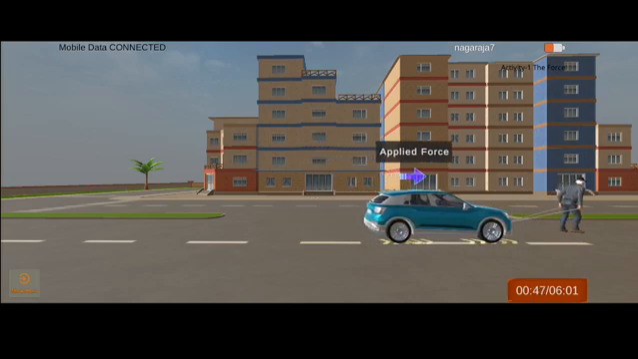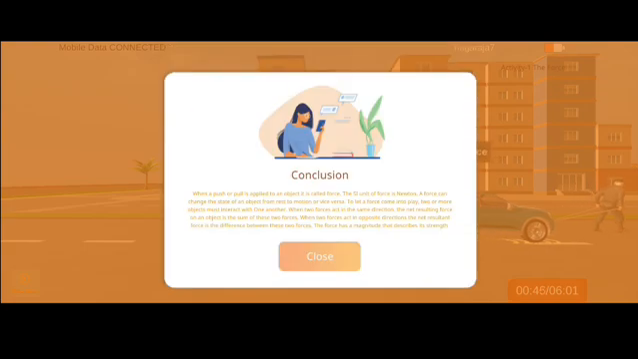In this activity, we have learned that when a push or pull is applied to an object, it is called force. The SI unit of force is Newton. A force can change the state of an object from rest to motion or vice versa. To let a force come into play, two or more objects must interact with each other.